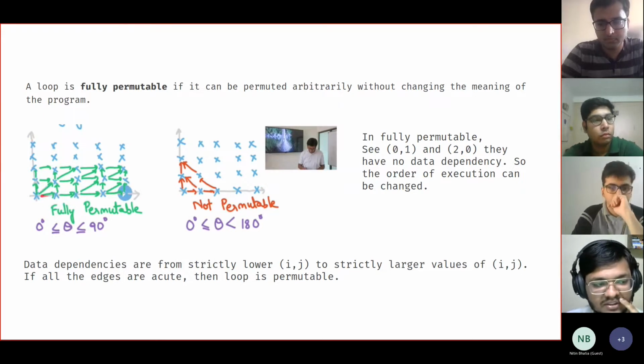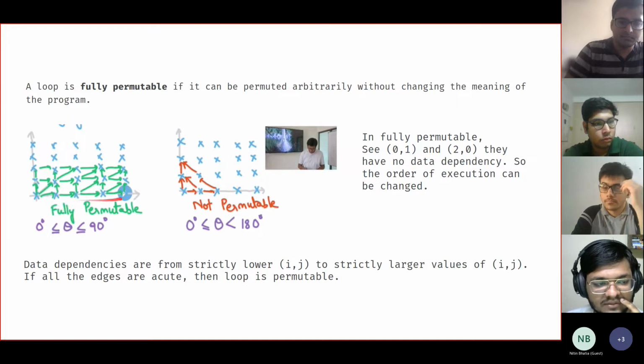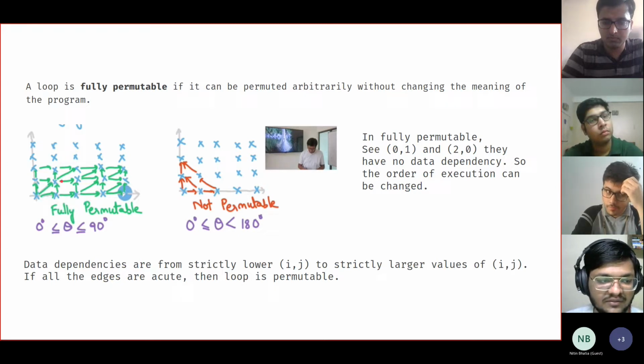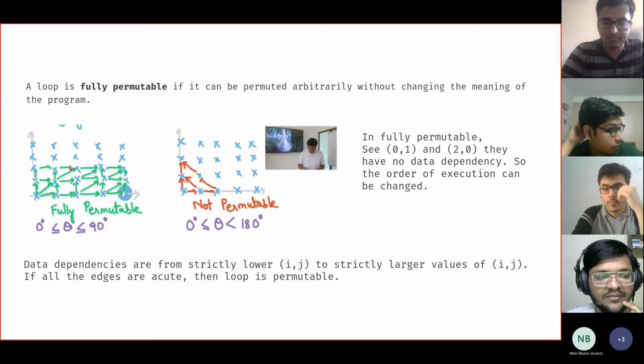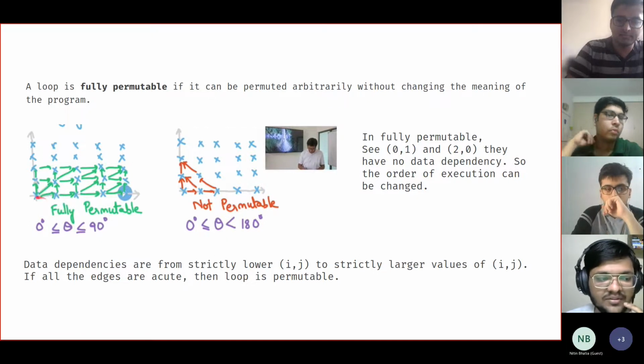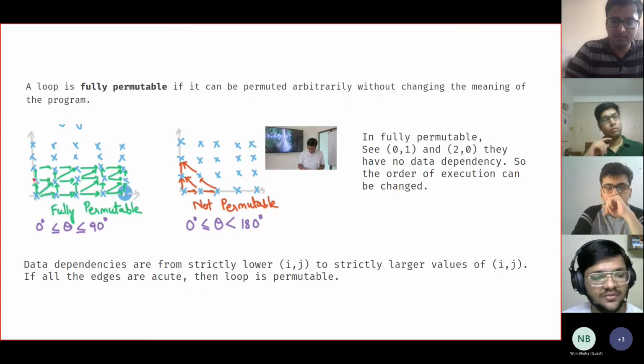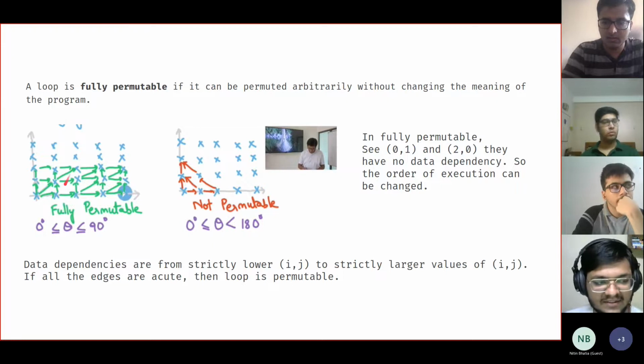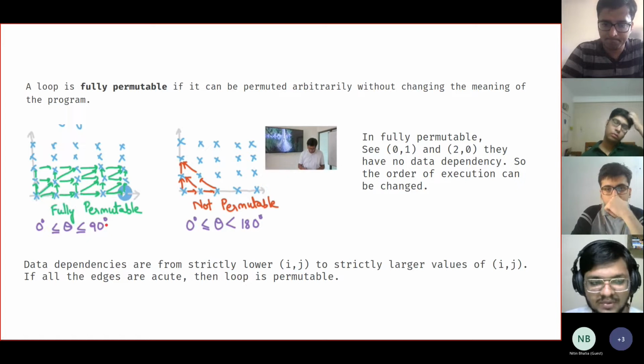Consider the execution order, as we go in a zigzag manner, from 0 1 to 0 2, all the way to the end, and then 1 0 to 1 1 and so on. So the execution order between 2 comma 1, 2 comma 2 and 0 comma 0 remains the same. Also, if you consider the 0-degree and the 90-degree edges, when you swap the axes, the execution order is the same for them too. So we can clearly see that if our dependencies are between the 0 and 90-degree angle, then our loop is fully permutable.